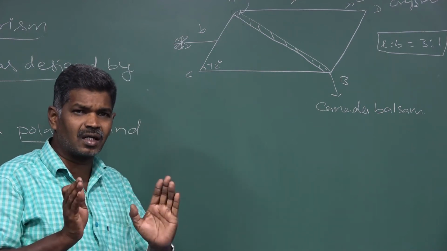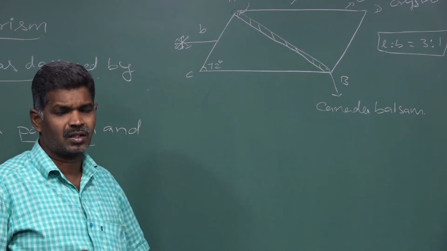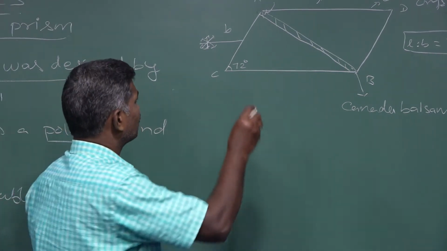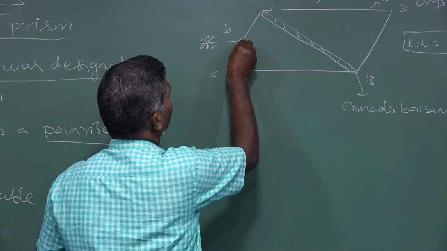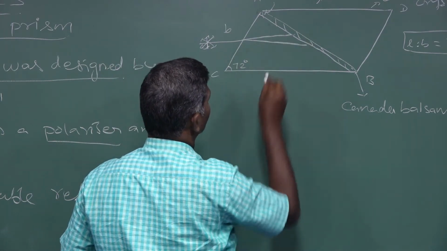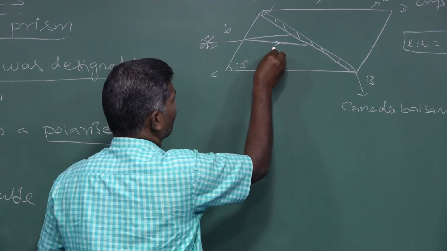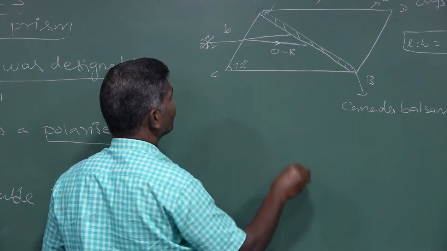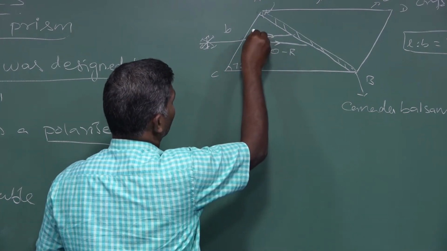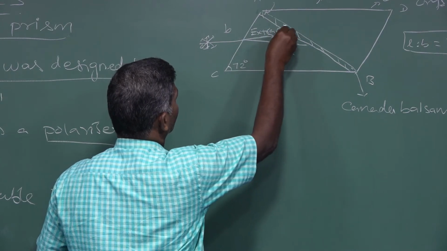Not a single refraction, that makes a double refraction. That double refracted rays we are going to tackle. One is this, another is this. This ray is taken as an ordinary ray. This ray is named as the extraordinary ray.